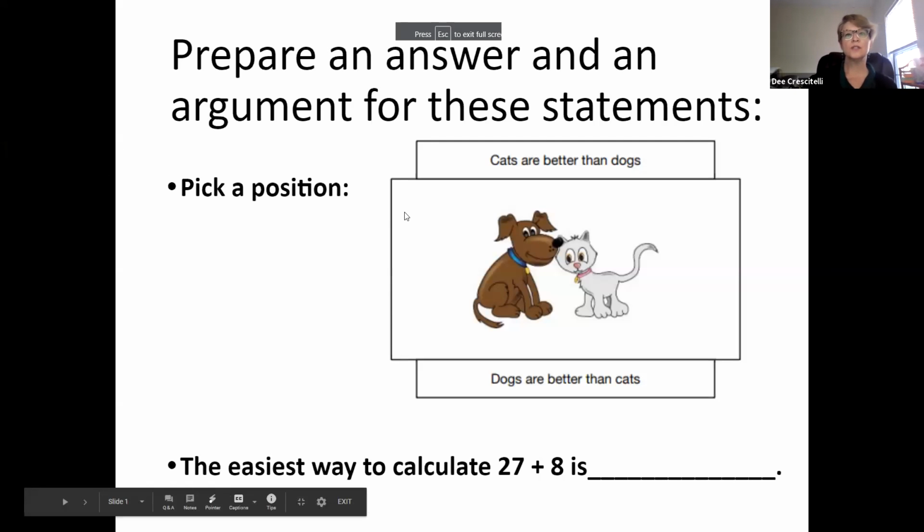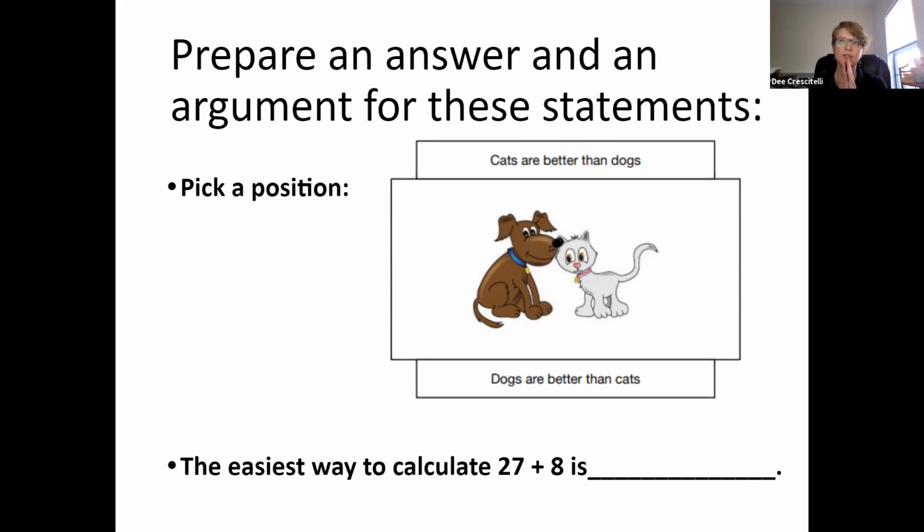Okay, so to start, I'm going to ask you to look at these two different statements. For the first one, I'm going to ask you to pick a position. The two positions are cats are better than dogs or dogs are better than cats.